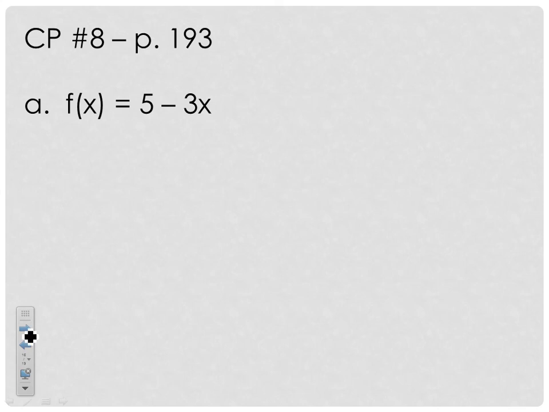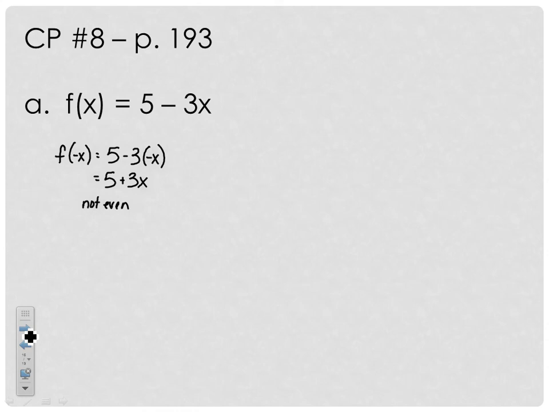So it says f of x is equal to 5 minus 3x. So there's our function. All right, so if we're going to check this for even, that means we are going to do our y-axis symmetry test. So in other words, we're looking for f of negative x. So plug in negative x where you see positive x in the function. We're going to get 5 plus 3x. That is not what we started with, so this is not even. It is not symmetrical with respect to the y-axis.